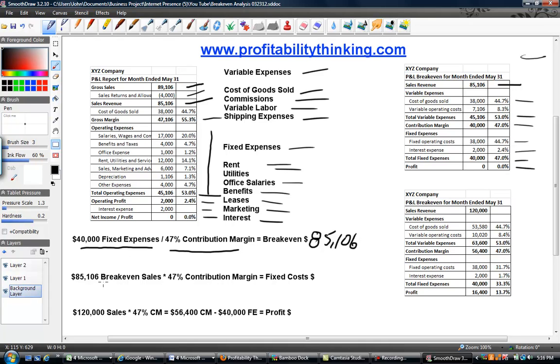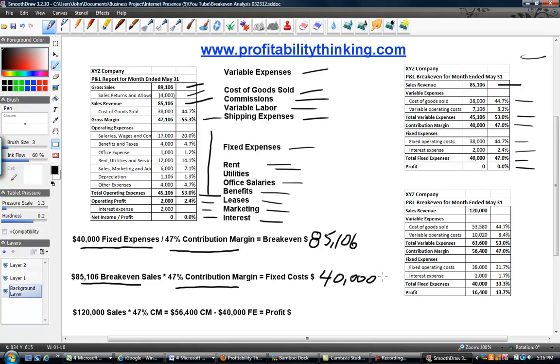$85,106. To confirm, we can take our $85,106 break-even sales amount, multiply it by the 47% contribution margin, and if you have a calculator, that will equal $40,000. You can also use this type of calculation to project a profit at a different sales level or contribution margin amount or fixed cost amount.